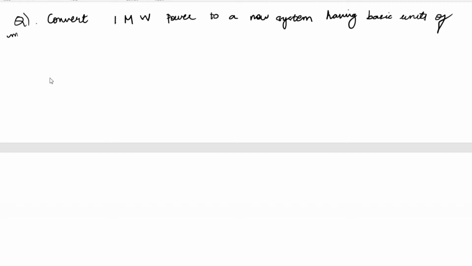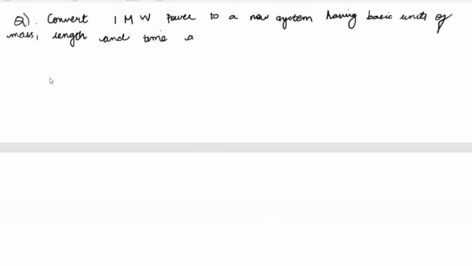The question goes like, convert 1 megawatt power to a new system. No, it's not CGS or FPS, MKS or anything. We are converting into a new system having basic units of mass, length and time as 10 kg, 1 decimeter and 1 minute. So how will you do this question? Pause the video and try it out.